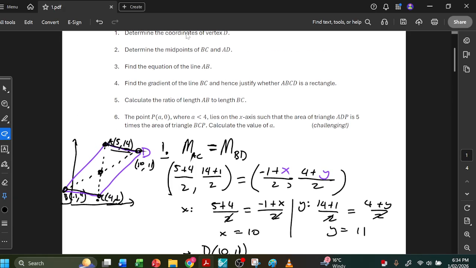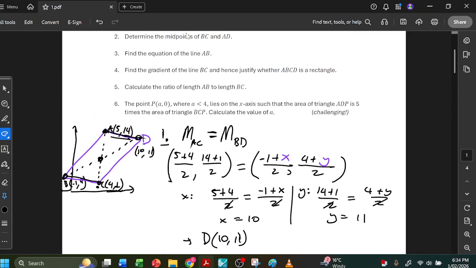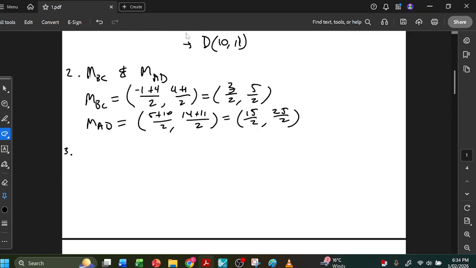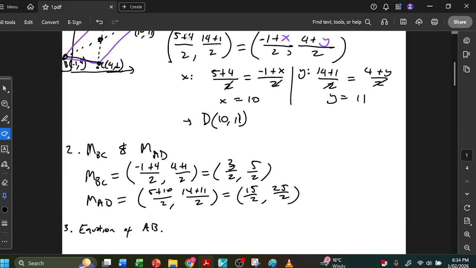Okay, moving on to question 3. So now we're trying to find the equation of a straight line, the equation of the line AB. Whenever we're trying to find the equation of a linear line, we need to choose one of those forms of a linear equation that we're going to use. Generally, we're going to be using either the gradient intercept form or the point gradient form of a linear equation.